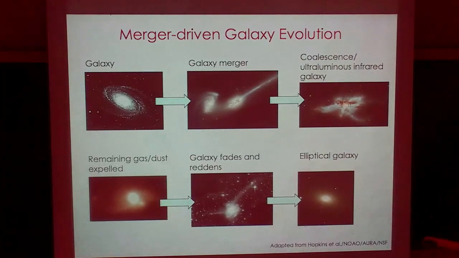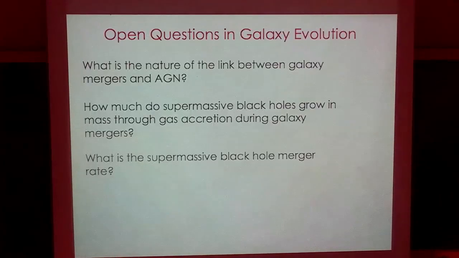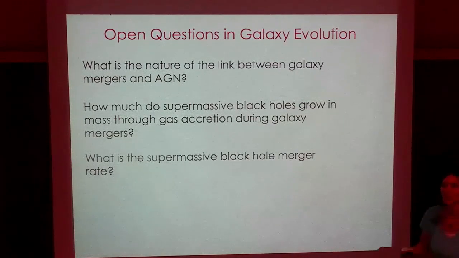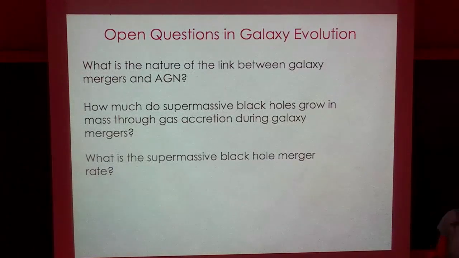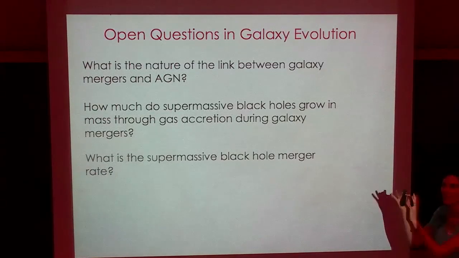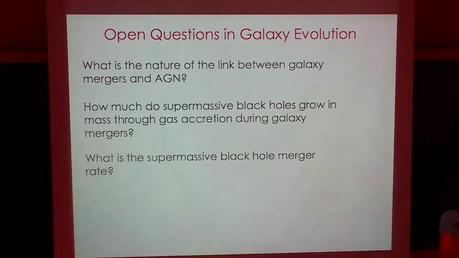This sort of view of galaxy mergers leads to several open questions in the field of galaxy evolution. We've seen that galaxy mergers can trigger AGN activity, but AGN activity can also be triggered through stochastic means. So we don't really understand what the relative roles of these two methods are. When are AGN induced by mergers? When are they through stochastic accretion of gas?